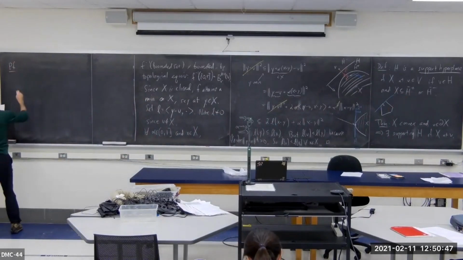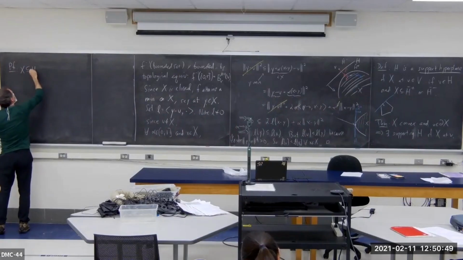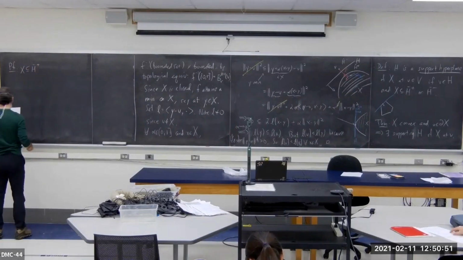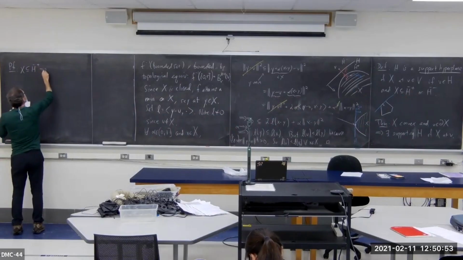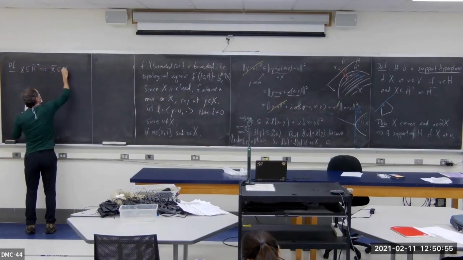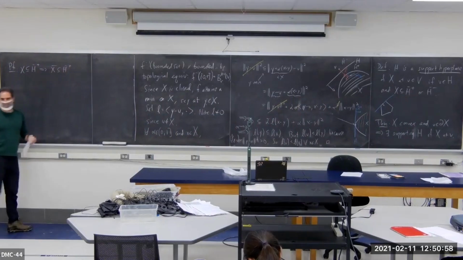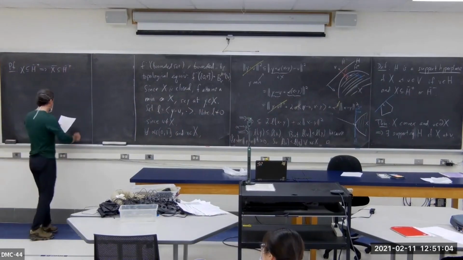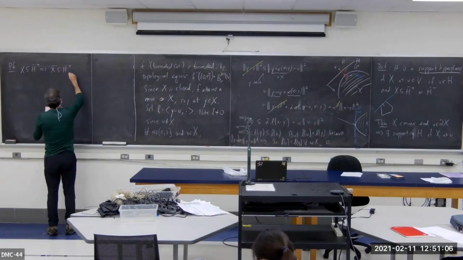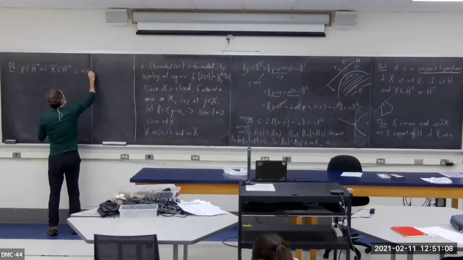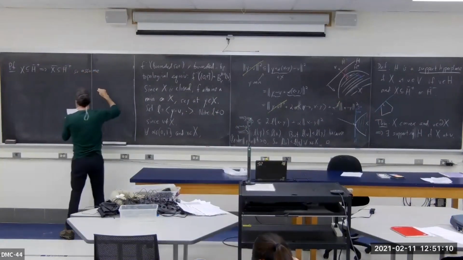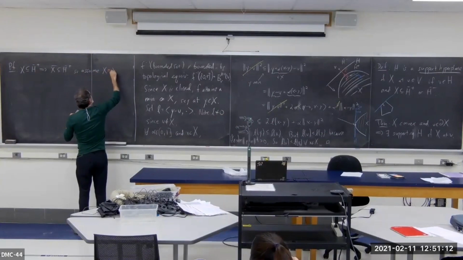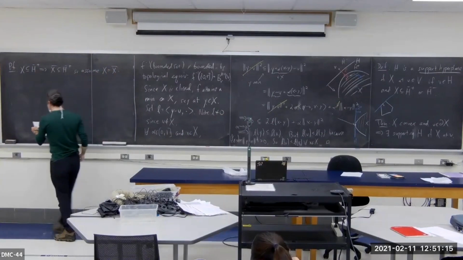So proof. X is contained in the closed positive half space implies that the closure is contained in the closed positive half space. So I may as well assume that X is closed. Just replace X with its closure, so just assume that X is equal to its closure.